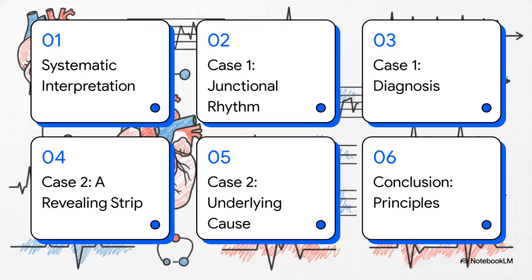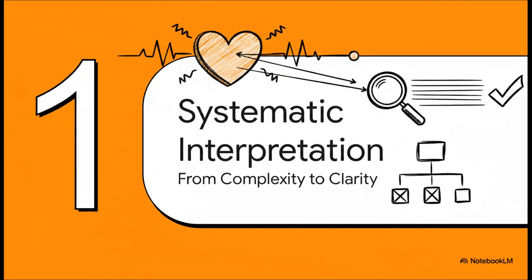So here's our game plan. We'll kick things off with the foundational principles of ECG interpretation. Then we'll apply those principles to two really fascinating cases. First, we'll do a deep dive into a complex junctional rhythm. After that, we'll see how a single short strip can tell an entire clinical story. And we'll wrap it all up by reviewing the key takeaways you can apply in your own practice. All right, let's jump right in.